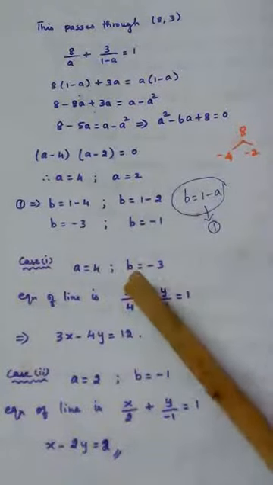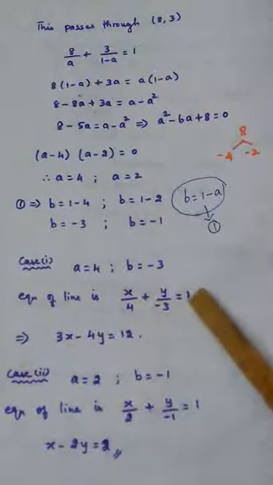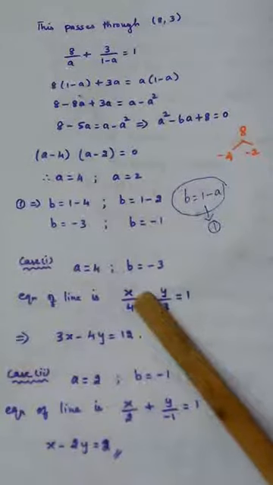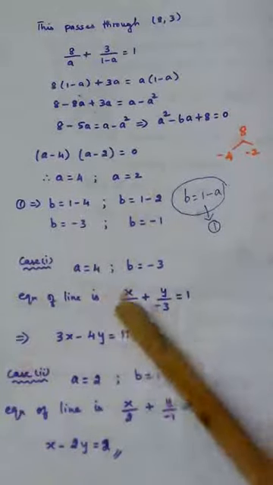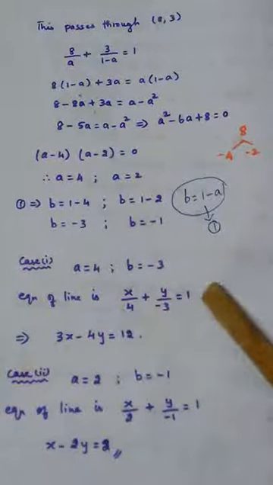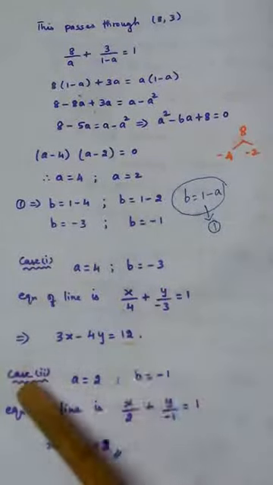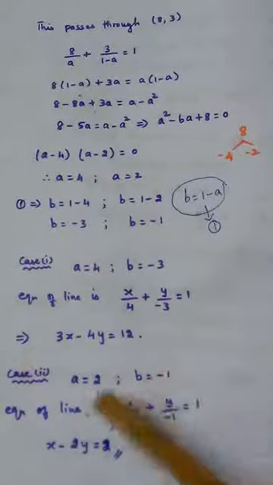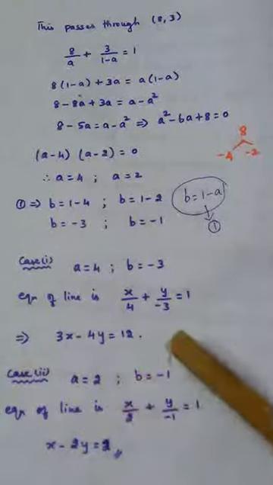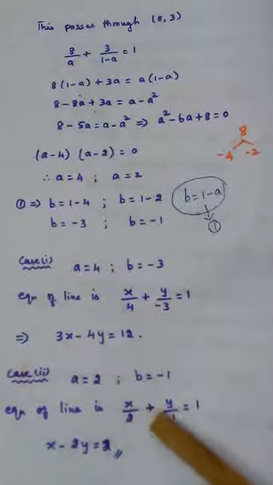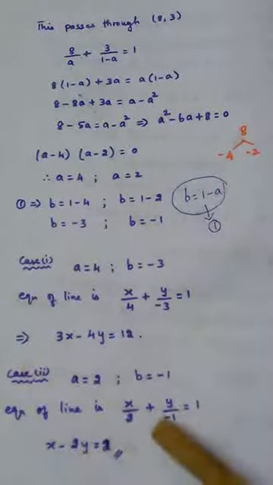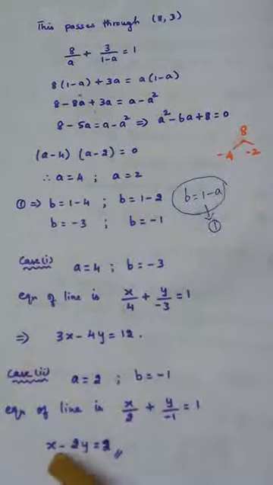What is the straight line equation? X by A plus y by B equal to 1. Cross multiply and simplify. LCM is 12. This and plus into minus will become minus here. So 3x minus 4y, LCM is 12, will go here, becomes the equation. Case 2, another set of value, a is 2, b is minus 1. Same formula, equation of line x by a plus y by b equal to 1. Again plus and minus will become minus. So cross multiplying x minus 2y. 2 is the LCM, that will go in the right hand side. So x minus 2y equal to 2 is another equation.